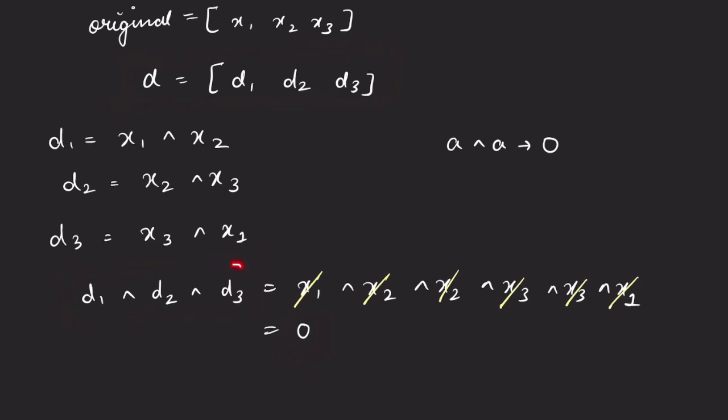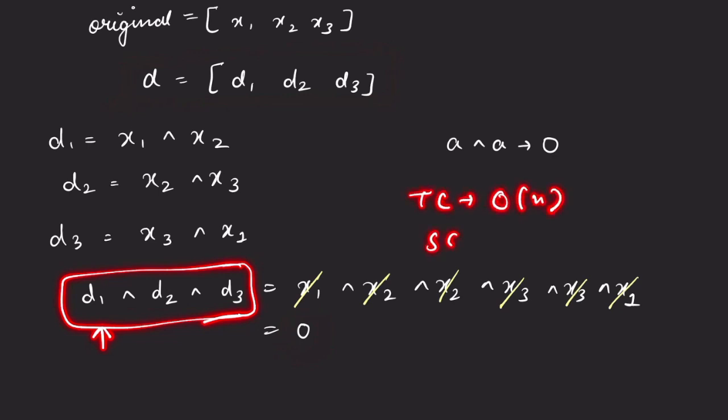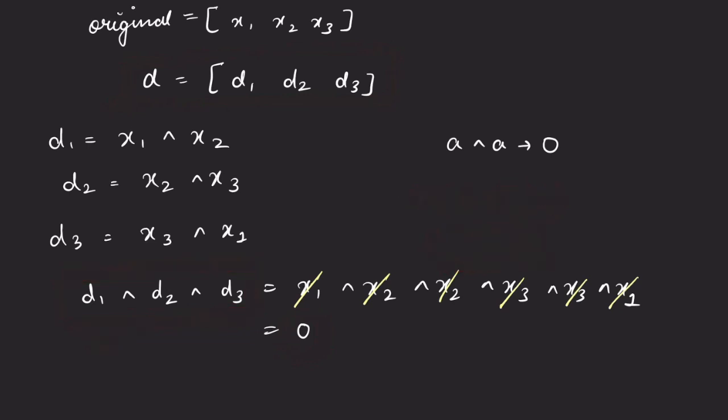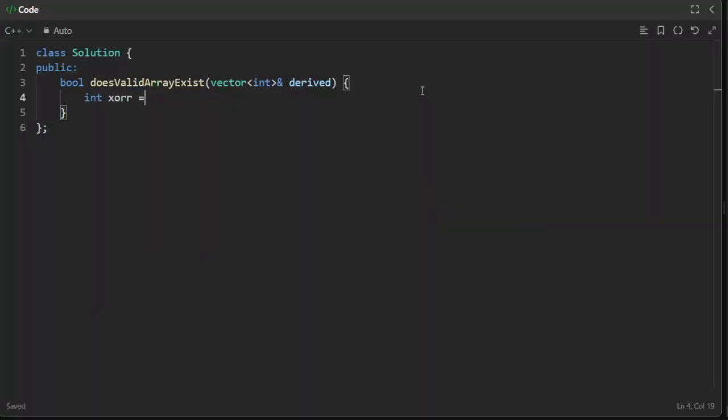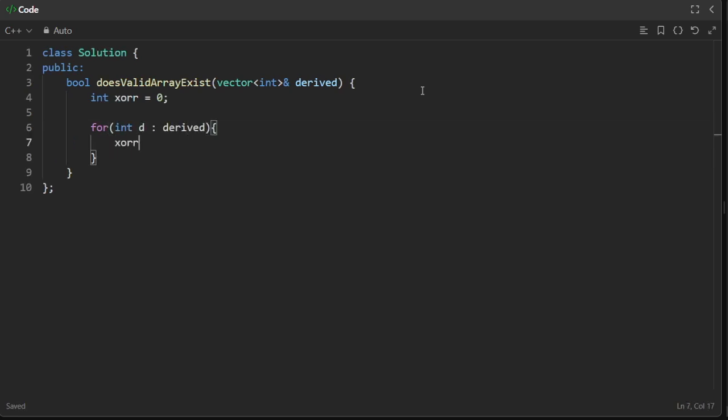Here also, we will be finding the XOR of all the elements by iterating once. So the time complexity is still order of n and the space complexity is still constant, right? So that's just another approach for solving this. Let's look at the code for this as well. First of all, let's create a variable XOR for storing the XOR. Then we will run a for loop in the derived vector, and inside this, we will XOR with d, right? And at the end, we can simply return XOR equals to 0.